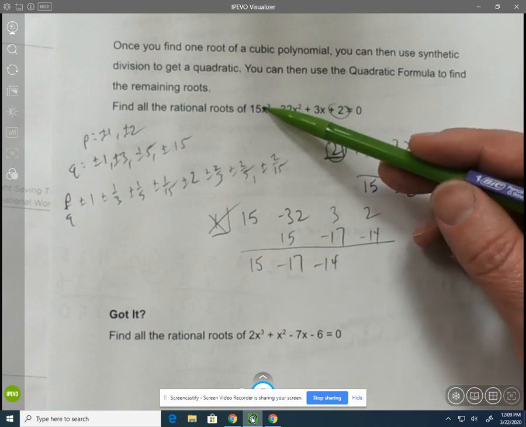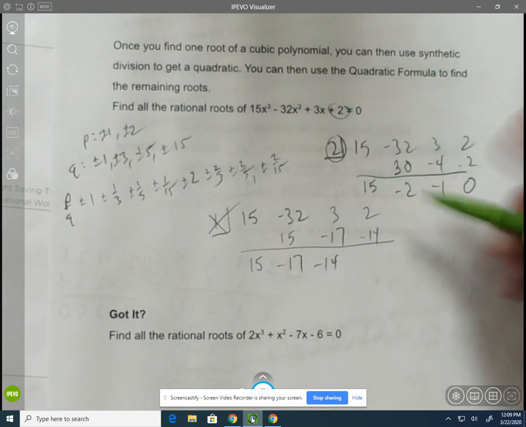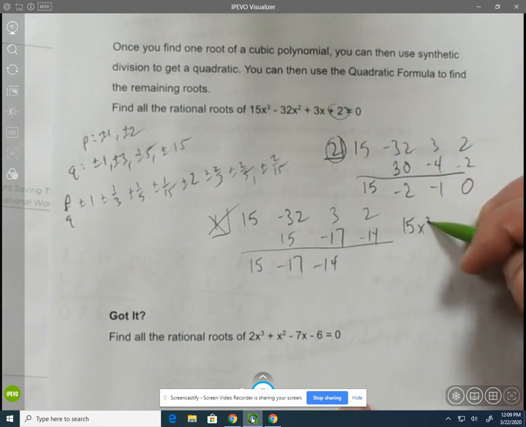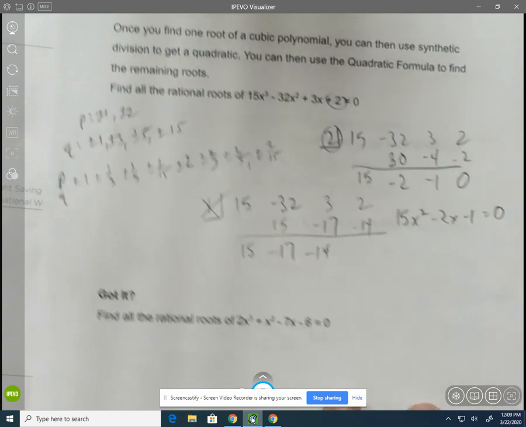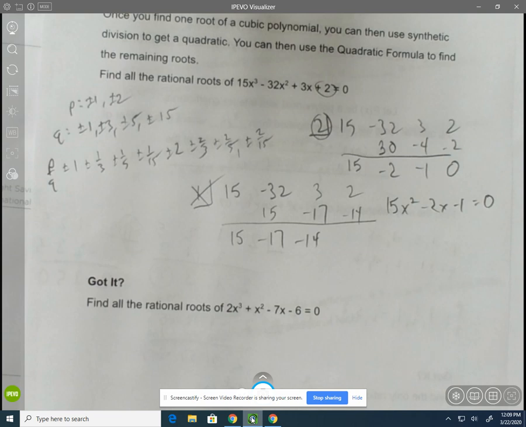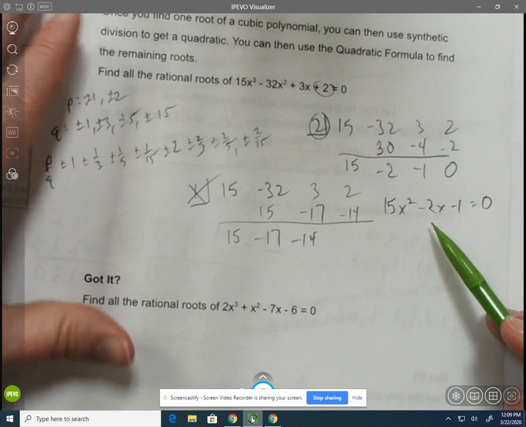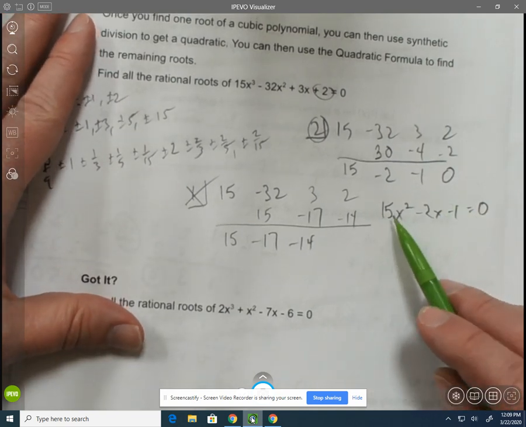If this started off as x to the third, this is now 15x squared minus 2x minus 1 equals 0. Okay, so now we can solve this either by using the quadratic formula, or I'm going to check and see if it's factorable real quick. We don't need to keep doing the synthetic division. All right, so I'm going to see if this thing is factorable.